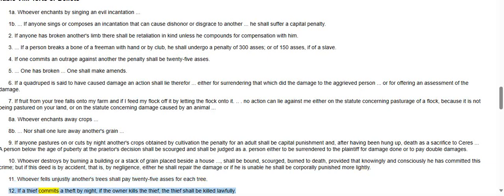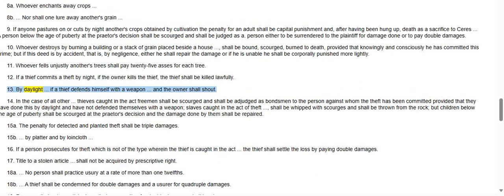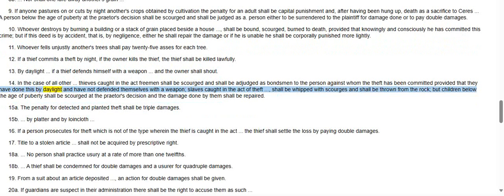12. If a thief commits a theft by night, if the owner kills him, the thief shall be killed lawfully. 13. By daylight, if a thief defends himself with a weapon, and the owner shall shout. 14. In the case of all other thieves caught in the act, freemen shall be scourged and shall be adjudged as bondsmen to the person against whom the theft has been committed, provided that they have done this by daylight and have not defended themselves with a weapon.